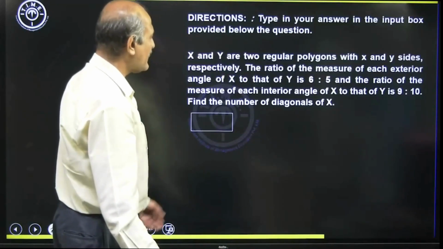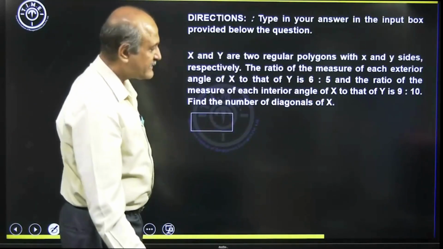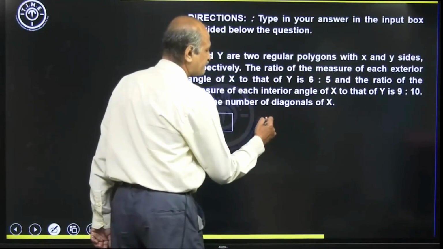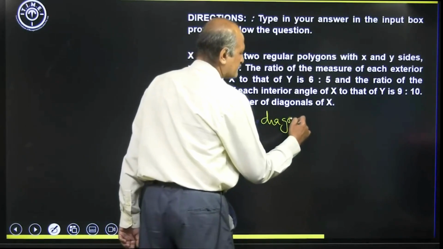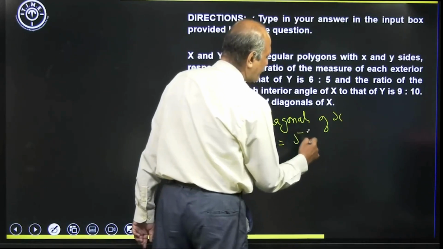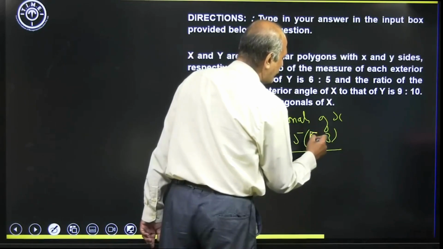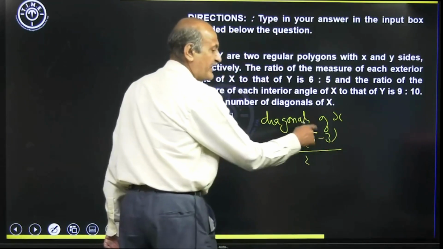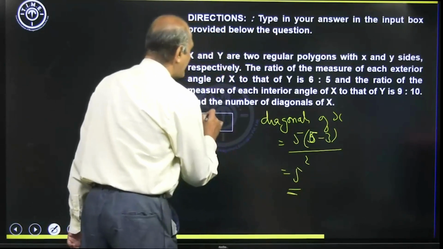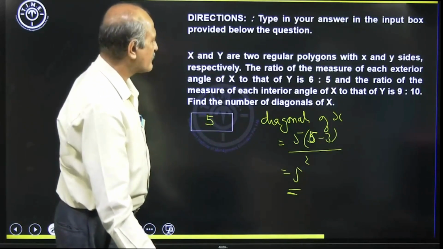Now using that formula, let's calculate. Find the number of diagonals of x. x has how many sides in it? It has 5 sides present in it. So the number of diagonals is equal to 5 into 5 minus 3 divided by 2, which equals how much? It is 5. That is the answer to this question. Clear? Okay, now let's see another question.